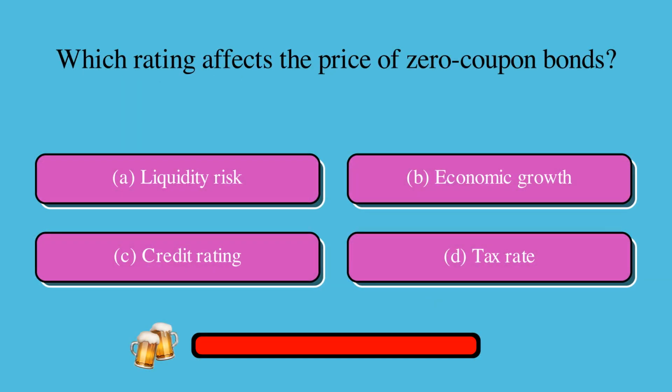Which rating affects the price of zero coupon bonds? Is it A, liquidity risk, B, economic growth, C, credit rating, or D, tax rate?